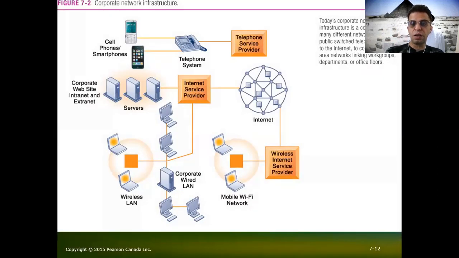In general, what you have overall is made of different pieces. You have cell phones or smartphones, and telephone systems with a telephone service provider. On the other hand, you have your wireless laptops and PCs connected to wire. You have a corporate wired LAN and a mobile Wi-Fi network, which is connected through the wireless internet service provider to the internet. Here we also have internet service providers connected to the servers, the wireless LAN, and the corporate wired LAN. This is all about the corporation in general.